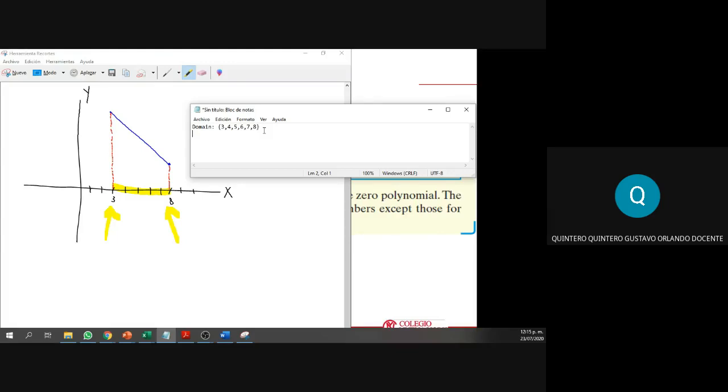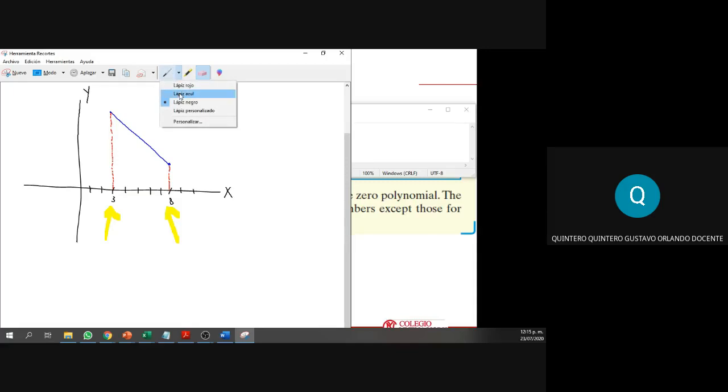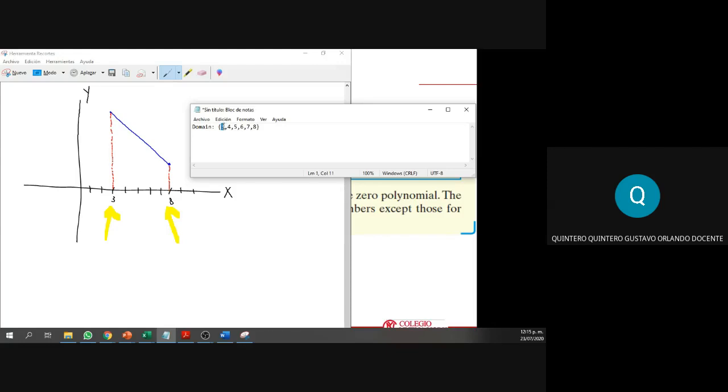That domain is wrong. And the reason is because I said the domain was every single number that I can find between 3 and 8. And between 3 and 8, there are a lot more numbers than these: 3, 4, 5, 6, 7, 8. Here I said, what, 6 numbers? The domain is more than these 6 numbers.